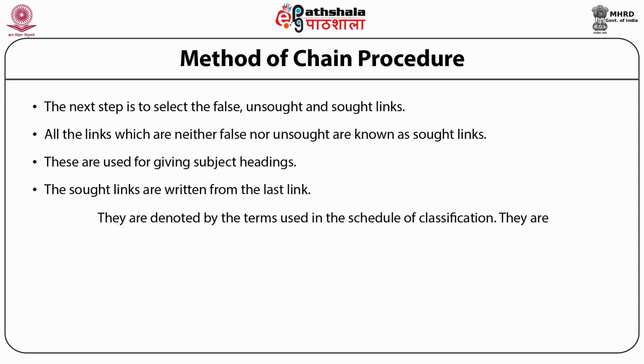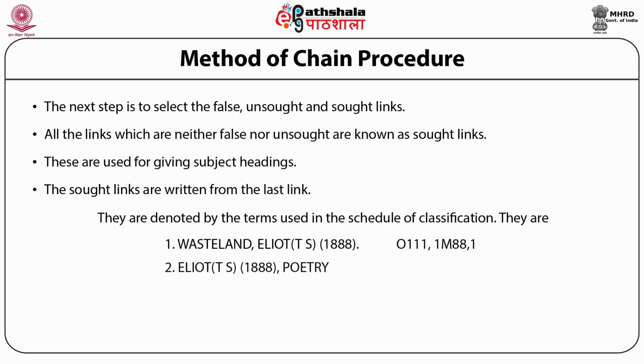They are illustrated below. First is Bestland, Eliot, TS 1888. Class number is O111, 1M88, 1. Second heading would be Eliot TS 1888 Poetry. Class number is O111, 1M88.